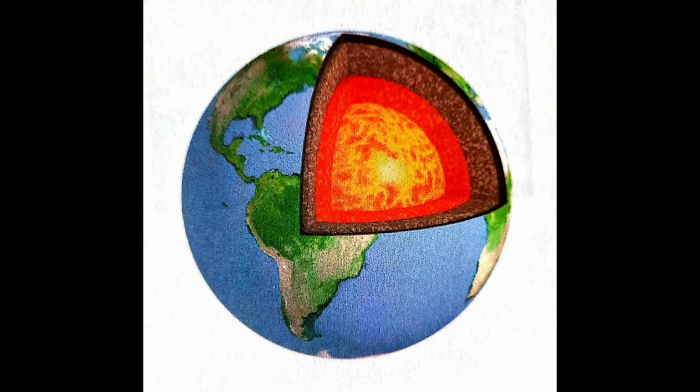The value of acceleration due to gravity at a depth inside the Earth is less than that on the surface of the Earth. Value of g decreases as we go down below the surface of Earth. At the center of the Earth, the value of acceleration due to gravity, that is g, becomes 0.